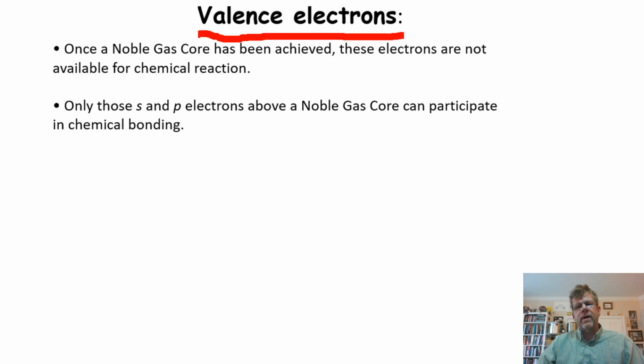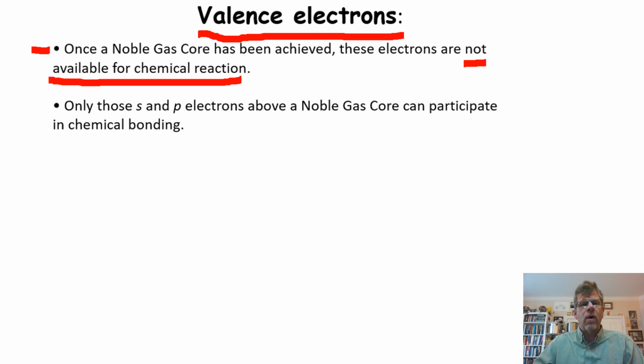Now, a couple of important points here. Once a noble gas core has been achieved, as we're reading the periodic table like lines on the pages of a book, once we pass the end of a row, that is the end of an energy level. That's also a noble gas core. As we continue past the end of that energy level, those electrons which preceded it up to and including that noble gas core are not available for chemical reaction anymore. They are locked away. They're essentially useless. If we have electrons and they're not used for chemical reactions, we have no use for them in chemistry.